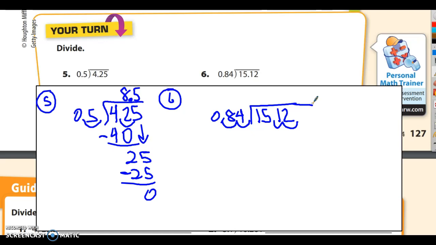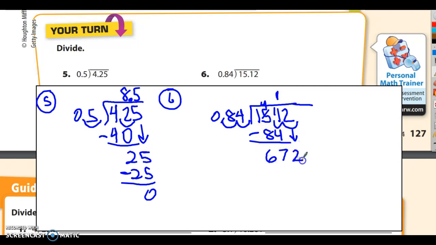Now I've got 1 divided by 84 doesn't work. 15 divided by 84 doesn't work. 151 divided by 84 is 1. If I tried to do 2 84s, it'd be 168. So it's going to be 1 times 84 is 84. Now I have to subtract. I'm going to borrow and get 11 minus 4 is 7. And 14 now minus 8 is 6.